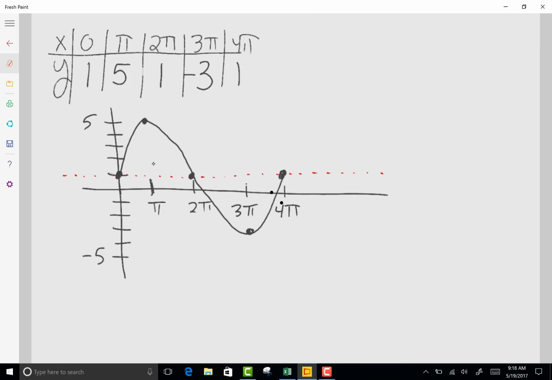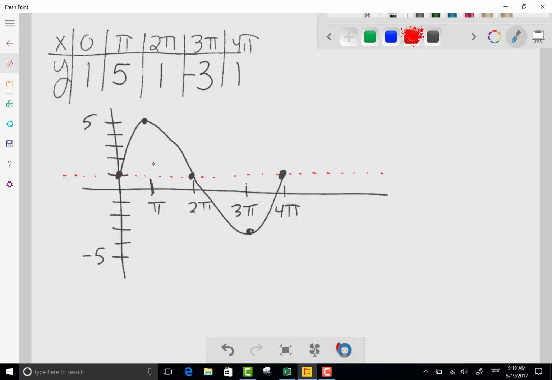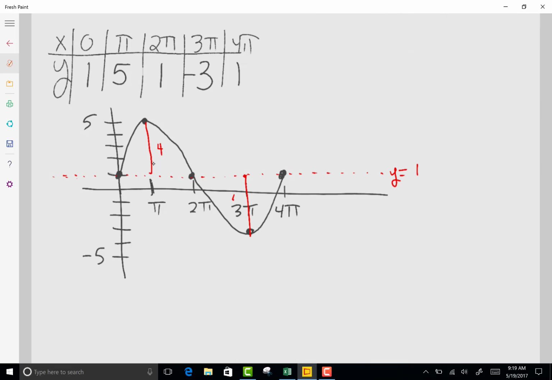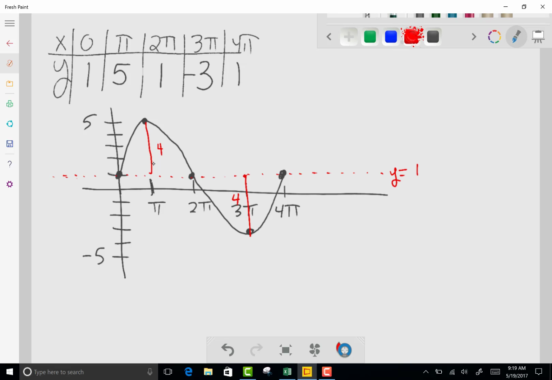Normally, my midline is on the x-axis. However, in this case, since it's shifted up 1, my midline is now y equals 1. I still have an amplitude of 4. From my midline or my center up is 4. From my midline or my center down is also 4. So my amplitude is still 4. Everything has just been shifted up 1.